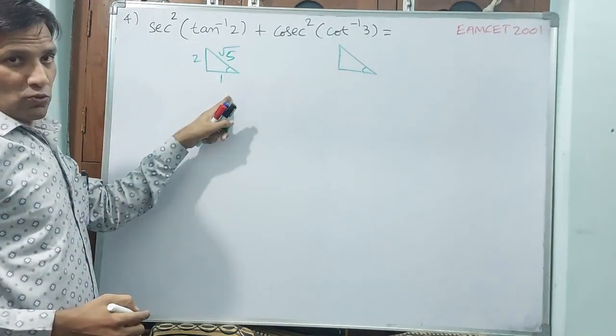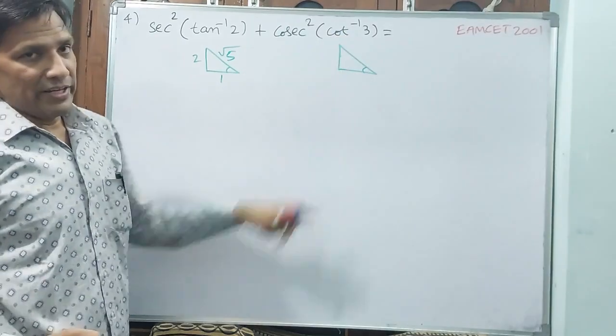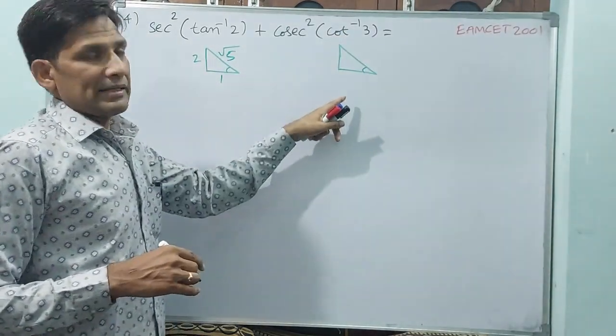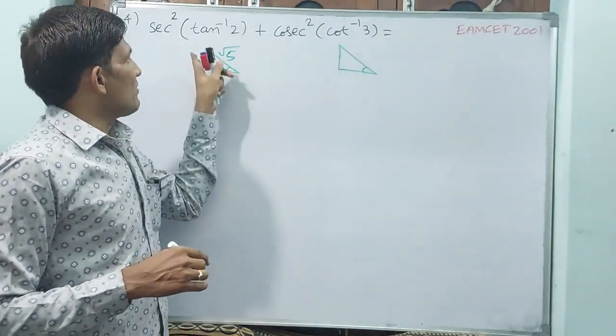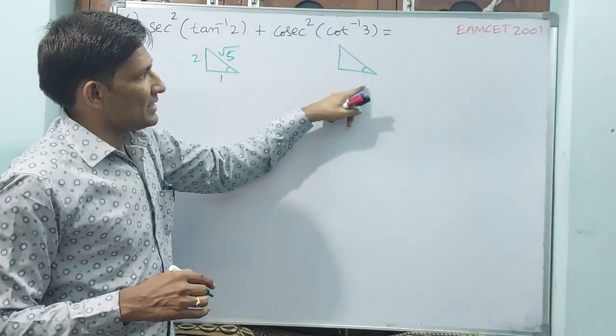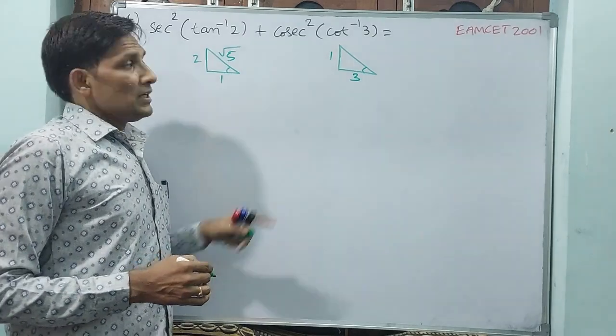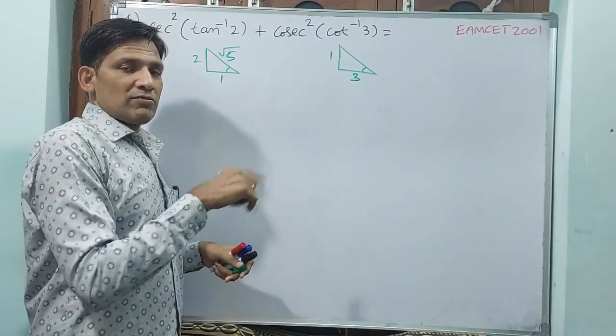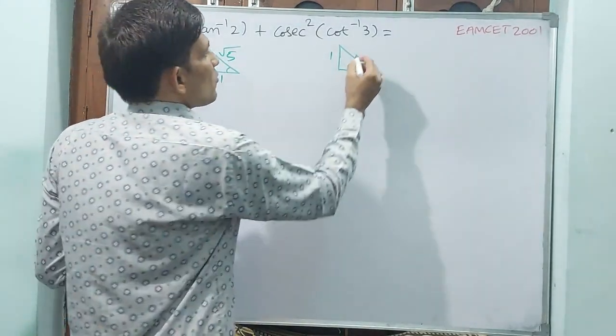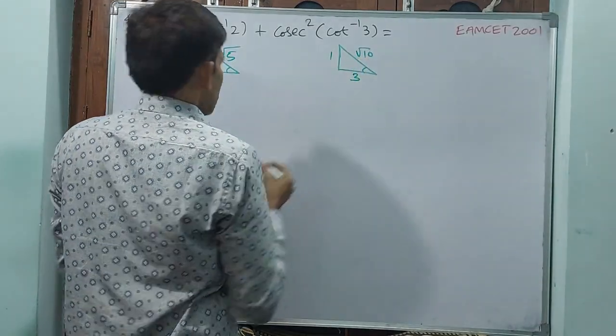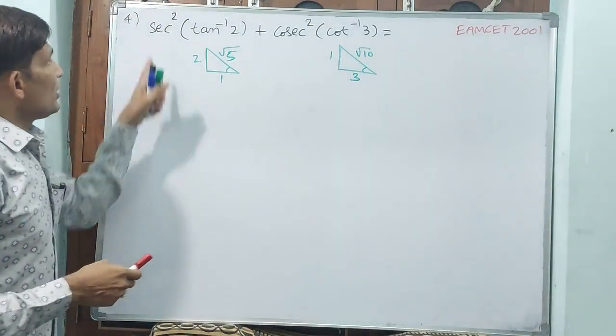This is tan inverse 2 case. Cot inverse 3 case. Okay, now what is cot? Tan means opposite by adjacent. Cot means adjacent by opposite. That means 3 by 1. Then what about hypotenuse? 3 square plus 1 square under root, 9 plus 1, under root 10. Okay? Now you see, here secant is there.